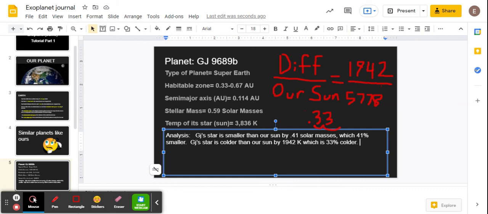Now we can use those percentages to move into step 2 and figure out where we need to place our planet away from its star to be like Earth.